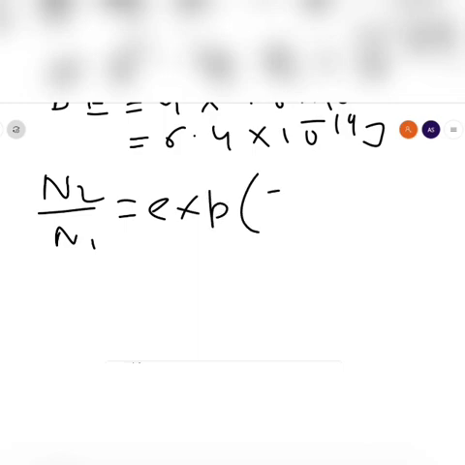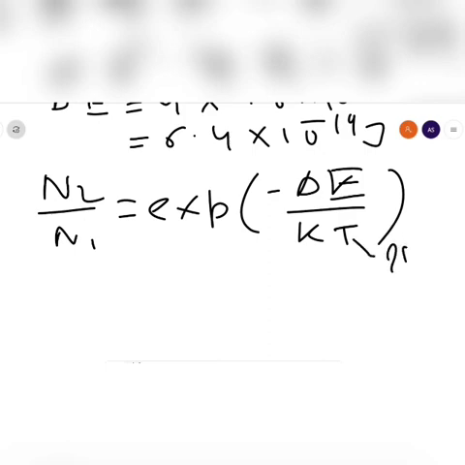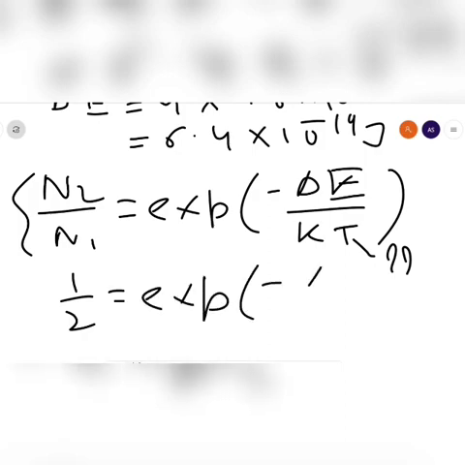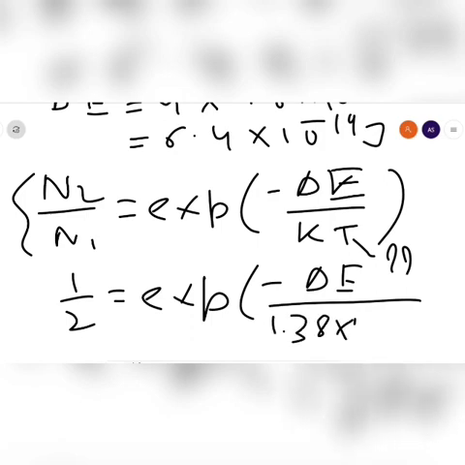When you know the value of delta E, you know the value of n2 by n1 is equal to exponential term minus delta E divided by kT. In the question they want to calculate the value of T. You know the value of k, you know the value of delta E, and also you know the value of n2 by n1. Now half is equal to exponentially minus delta E divided by 1.38 into 10 to the power minus 23 T.